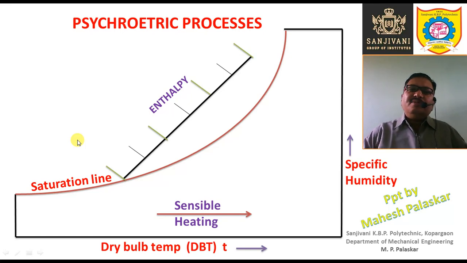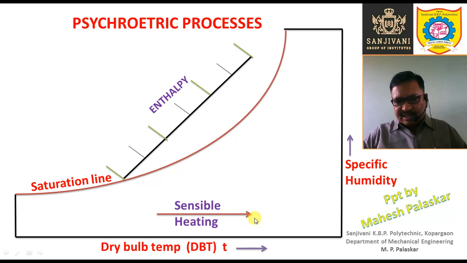In the examination you may be asked to represent the various processes, any one or two processes. So you have to draw the psychrometric chart like this, a small chart, and just draw an arrow like this and write there sensible heating, whatever the process is, right? So that is expected in the examination, minimum that is expected in the examination.